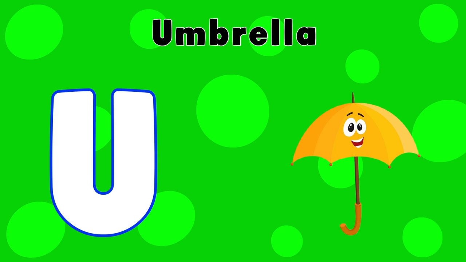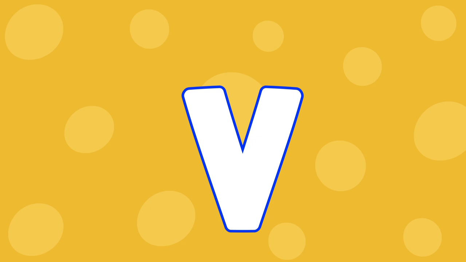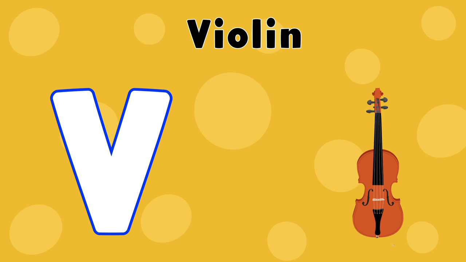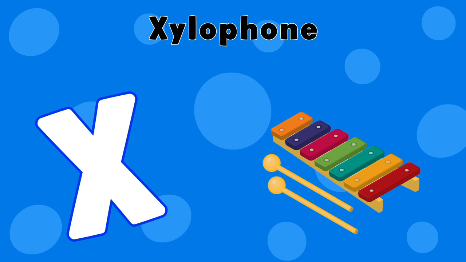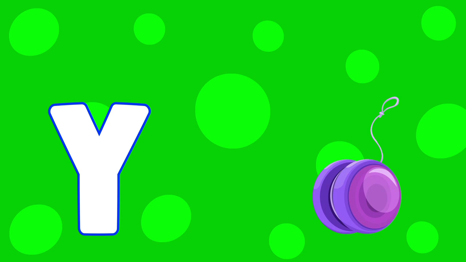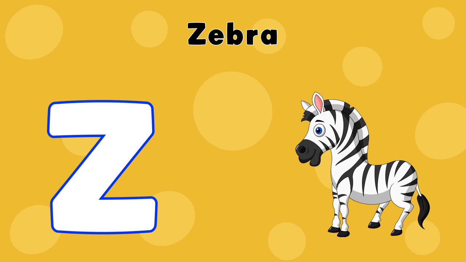U is for umbrella. Umbrella. U, umbrella. V is for violin. Violin. V, violin. W is for whale. Yo-yo, y-y-yo-yo. Y, yo-yo. Z is for zebra. Z-z-zebra. Z-zebra.